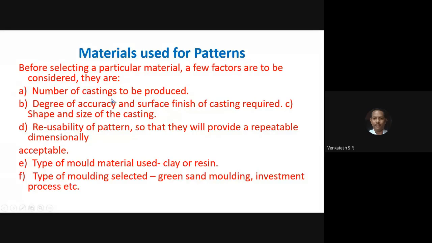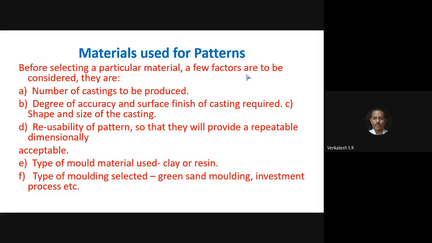Subdivision A, number of castings produced. Whether we are producing only 1 casting or 10 castings or 100 castings or 1000 castings or even lakhs of castings, the material or metal mainly depends on the number of castings produced. Whether it may be 100, 1000 or lakhs of patterns.